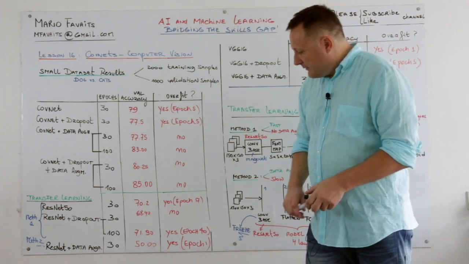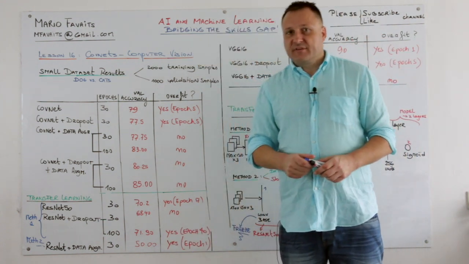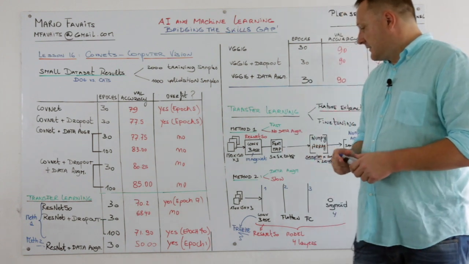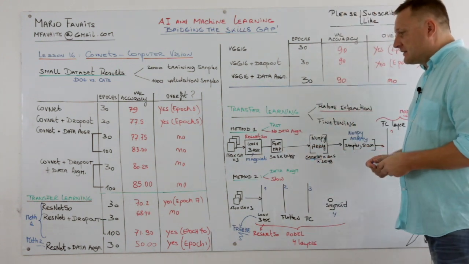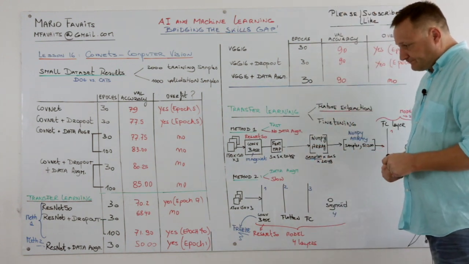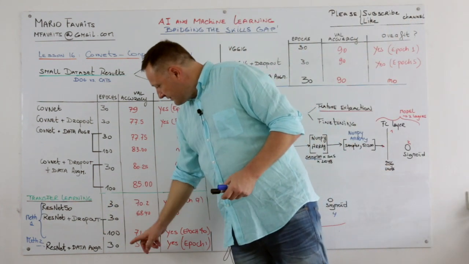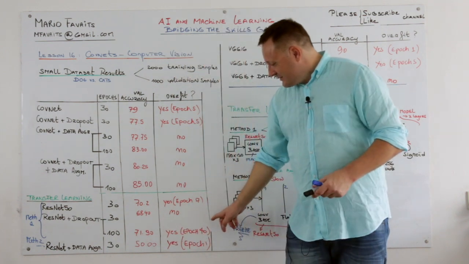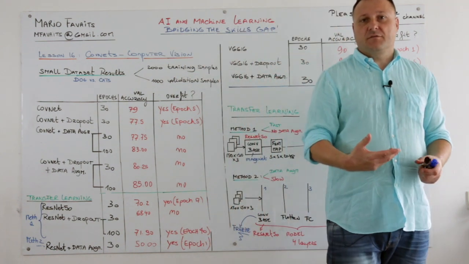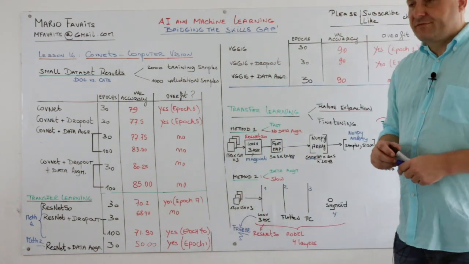30 epochs, and what do we see? Accuracy very bad, 50%, and immediately overfitting. By the way, for ResNet 50 plus dropout with 100 epochs, there's also overfitting, but it starts pretty late, around epoch number 40.